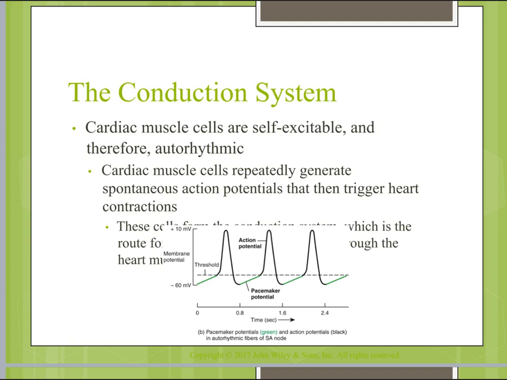Now, the cells form the conduction system, which is the route for propagating action potentials through the heart muscles. So what we're going to do is look at that point from threshold, the depolarization and the repolarization event that occurs, and we're going to call those graded potentials, those pacemaker potentials, the part that's going to cause and drive that autorhythmicity.